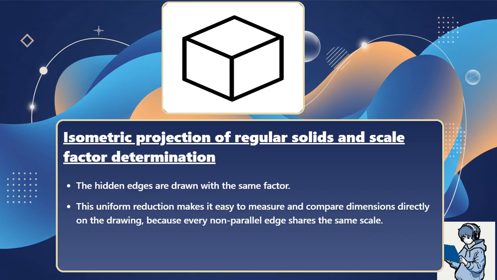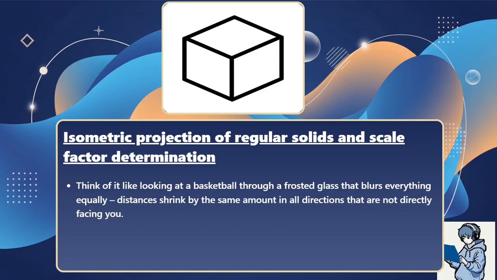This uniform reduction makes it easy to measure and compare dimensions directly on the drawing, because every non-parallel edge shares the same scale. Think of it like looking at a basketball through frosted glass that blurs everything equally. Distances shrink by the same amount in all directions that are not directly facing you.